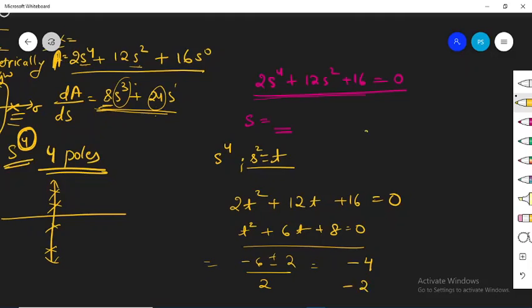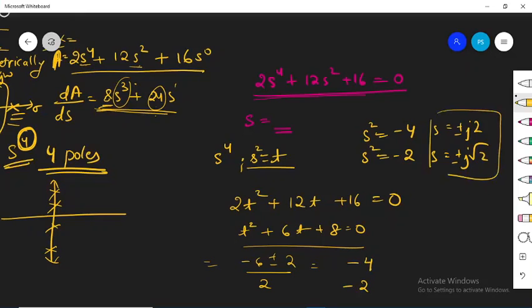So actually s square की value है एक बार minus 4, s square की एक बार value है minus 2. So you can say that s value is actually plus minus 2j and s value is plus minus root 2j. So these are the frequencies at which the system is going to oscillate. So you can also find out the frequency of oscillation if you are having such kind of example with you. Okay, and what does this mean?